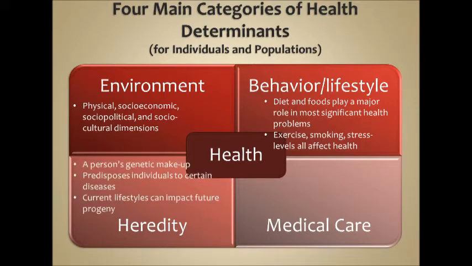Heredity is a very personal determinant of health. It refers to a person's genetic makeup. People's heredity predisposes them to certain diseases. However, if a person is aware of certain predispositions that they may have inherited, they can opt for changing their behavioral lifestyle determinants to try and comply.